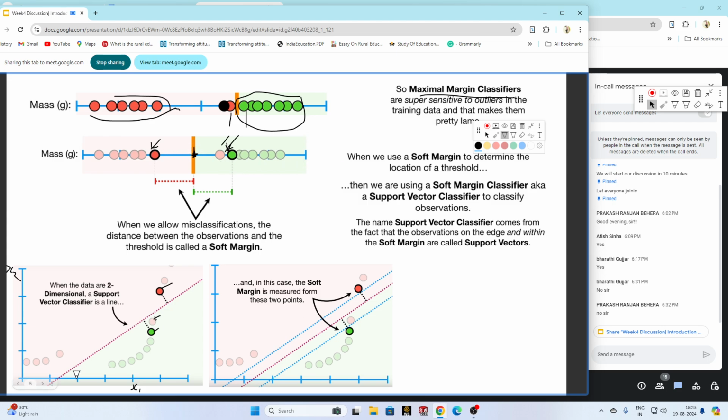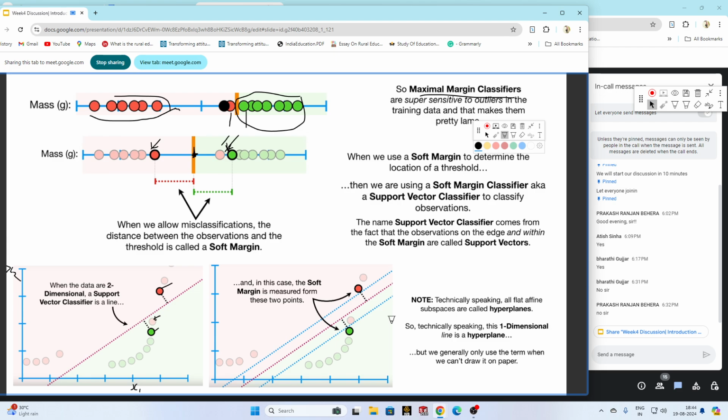But here we have to separate our two classes of data with the help of a line. So this is the difference between one dimension and two dimensions. Now if we extend from two dimensions to three dimensions, then we have to separate our data with a plane. And from three dimensions to four dimensions, we have to separate our data with something called a hyperplane.